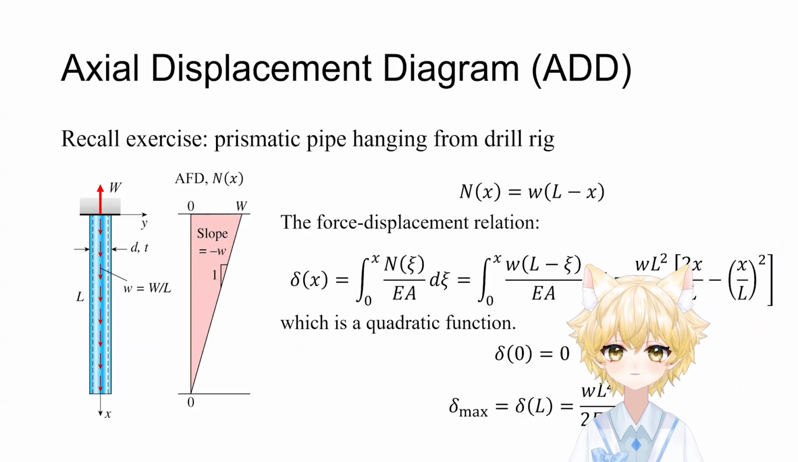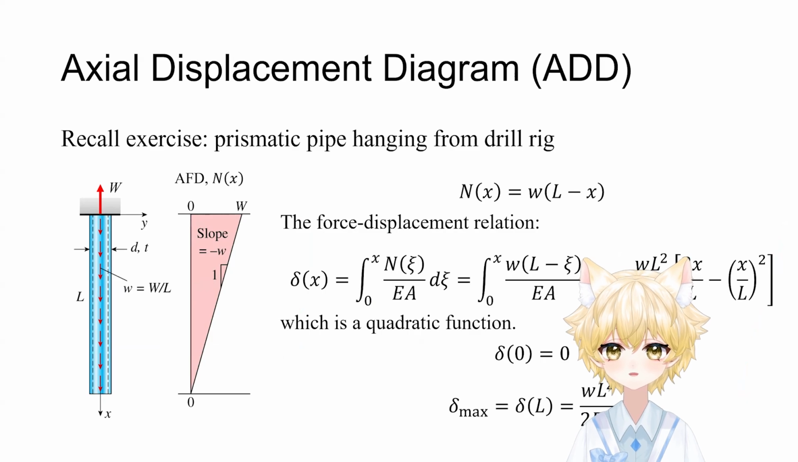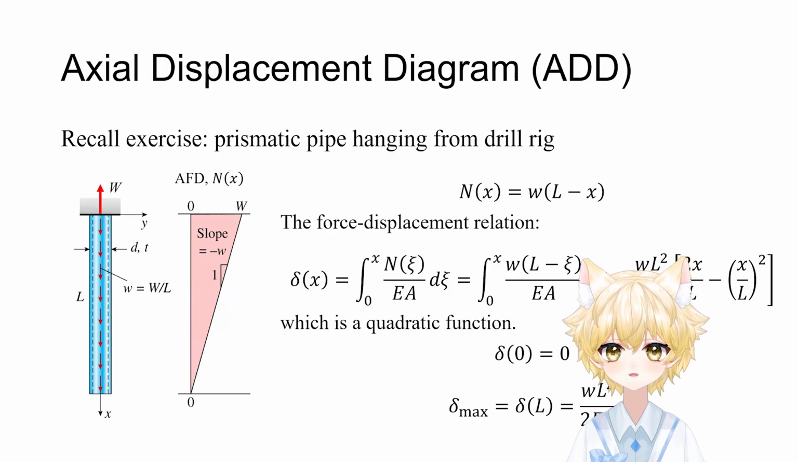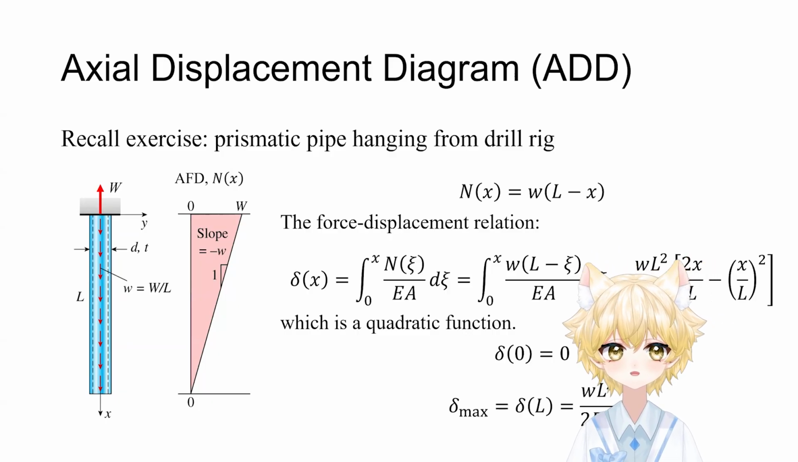When you perform this integration, you don't get a linear result. You actually get a quadratic equation. This tells us something fantastic about the physics. The displacement doesn't grow steadily. It follows a curve. If we evaluate this at the very bottom, namely x equals L, we found the maximum stretch of the pipe is delta max equals W times L squared divided by 2EA, and this is actually the maximum or the total elongation of the pipe.